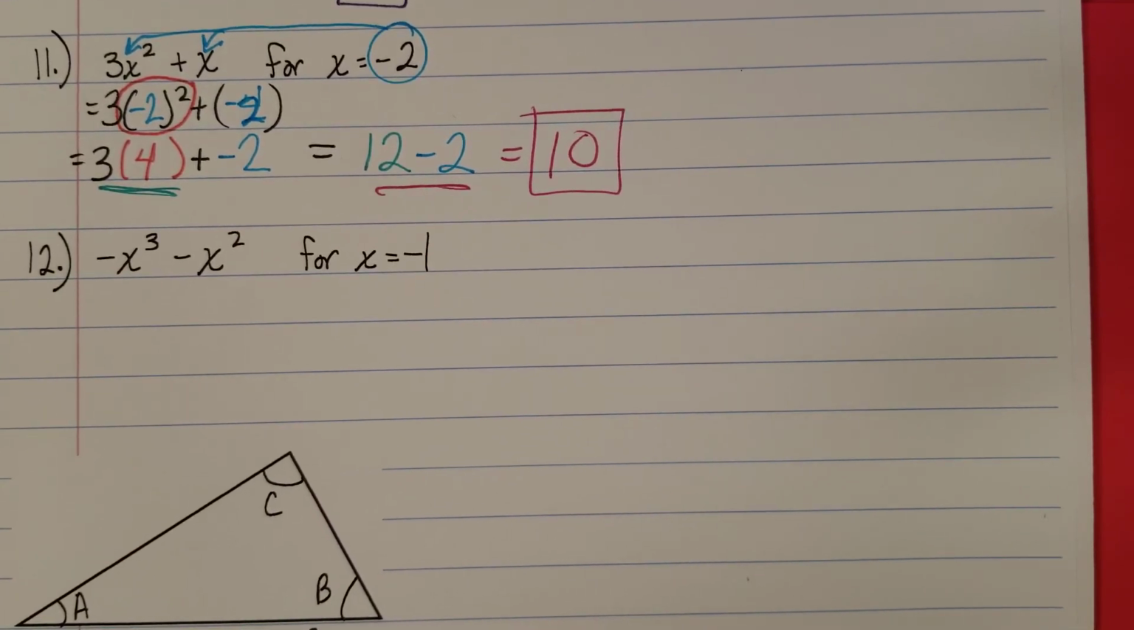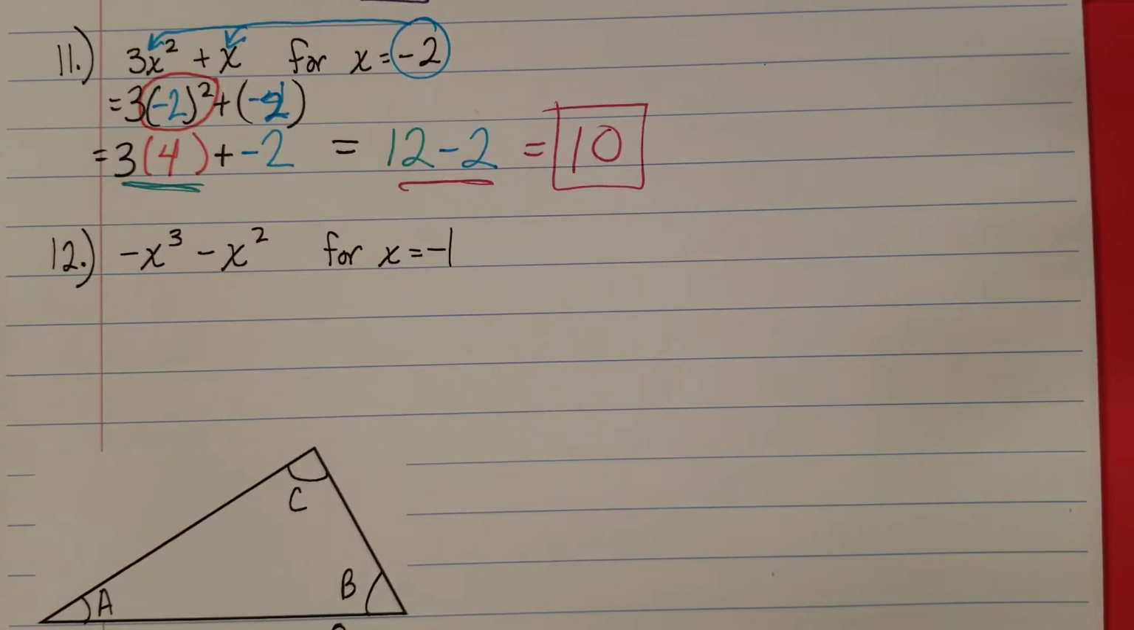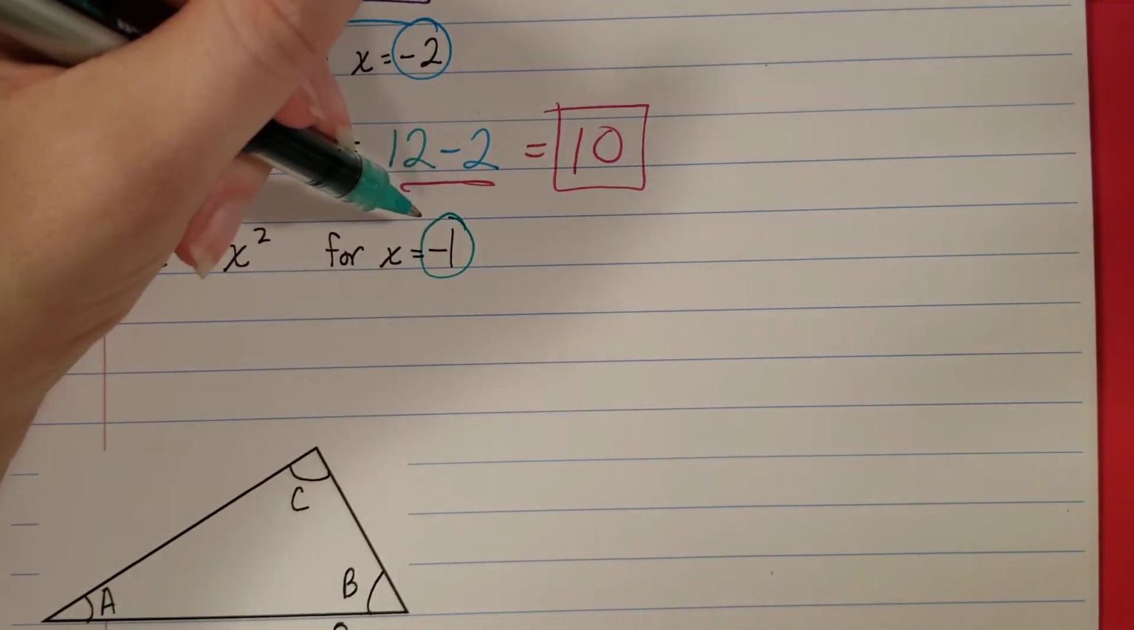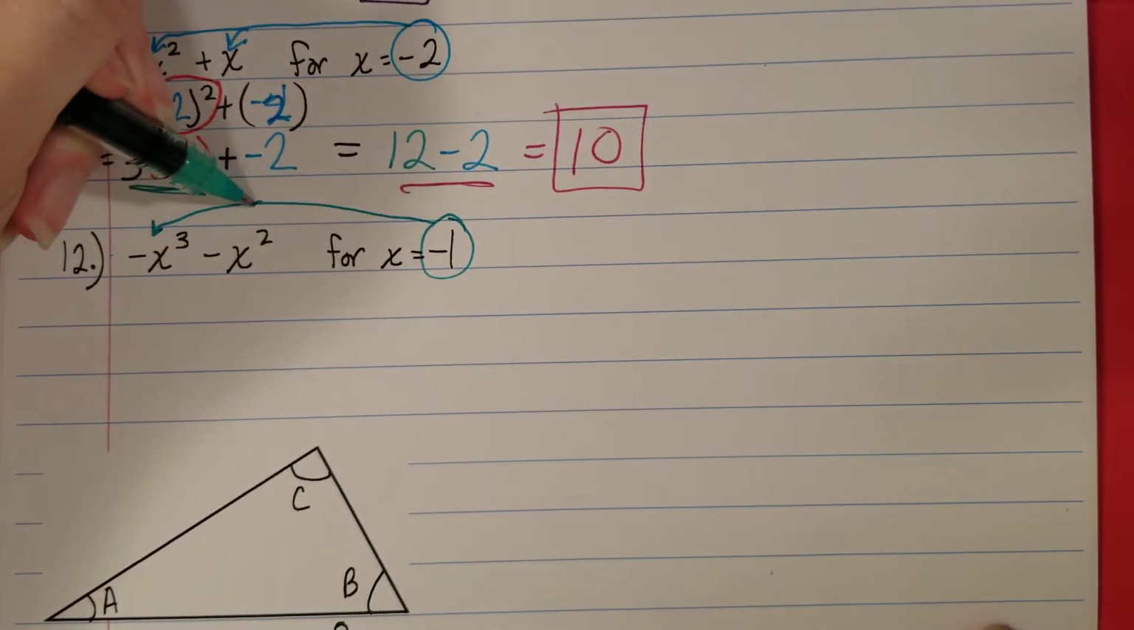Number 12, we're going to evaluate the polynomial -x cubed minus x squared for x equal -1. Okay, so take that -1, plug it in for each of these x's.